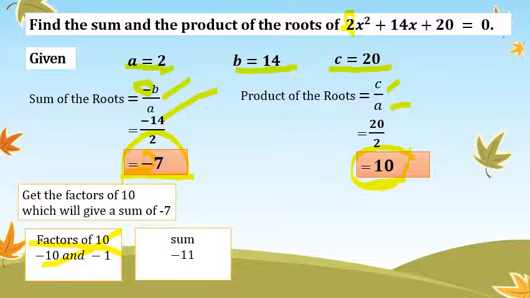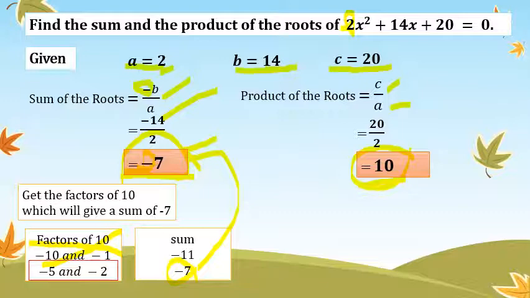Anong number pa ba ang pag minultiply, 10 ang sagot? Okay? Meron tayong negative 5 and negative 2. So, tingnan nga natin. Negative 5 plus negative 2. Okay, this time, ang sagot ay negative 7. Kung saan tugma dito sa sagot natin sa sum of the roots. Ibig sabihin, ang roots ay negative 5 and negative 2.